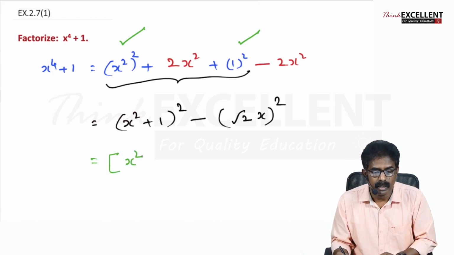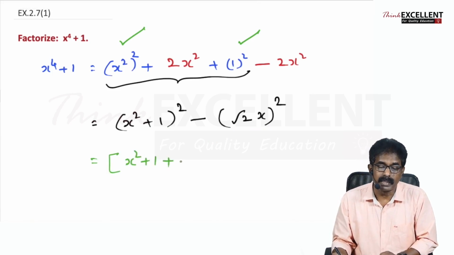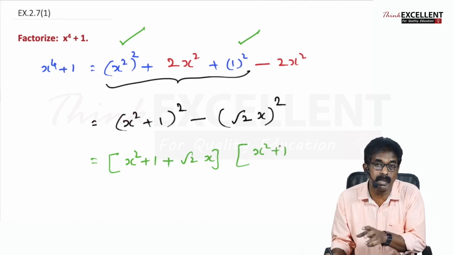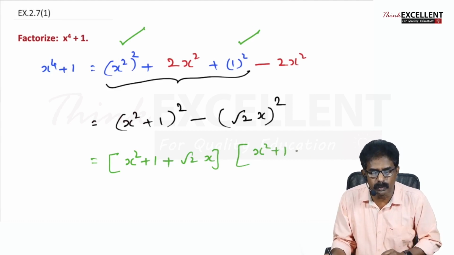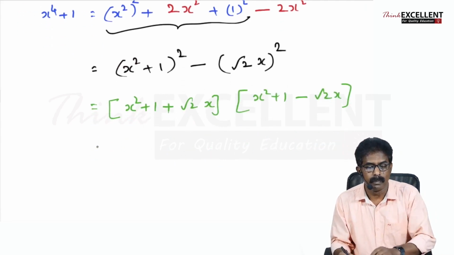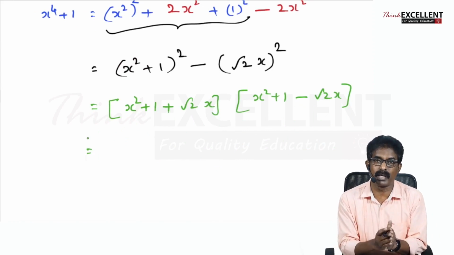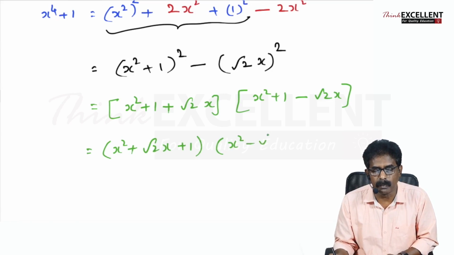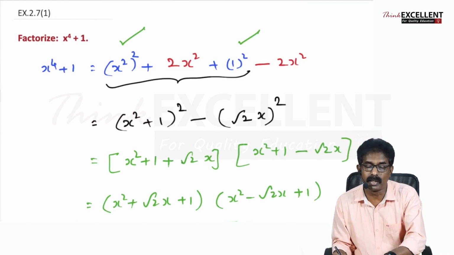a is x square plus 1, plus b. What is b? Root 2x. a plus b into a minus b. a is x square plus 1, minus b. Since the second one we have only one term, no need to put any bracket, minus root 2x. More than one term, you have to put a bracket there. You have to be very careful. You write in order. Normally after x square, what do you write? x, then constant. Okay, so write in that order. x square plus root 2x plus 1 into x square minus root 2x plus 1. Okay, so factorized. So these questions, very important questions, you practice well.